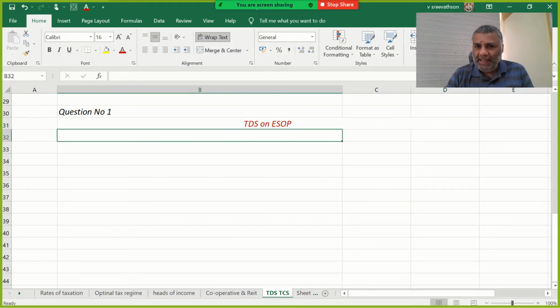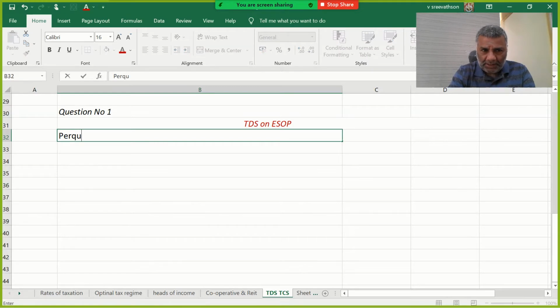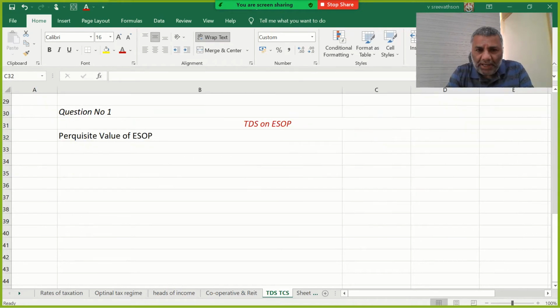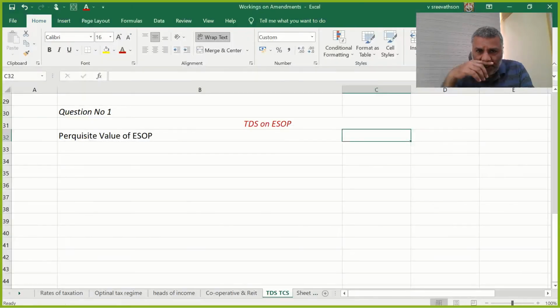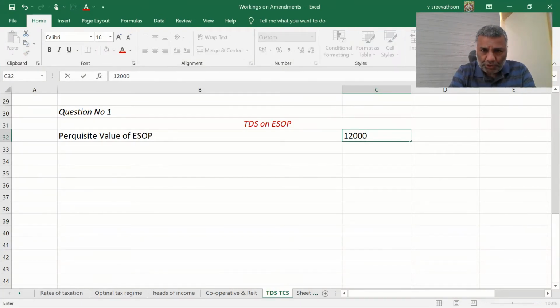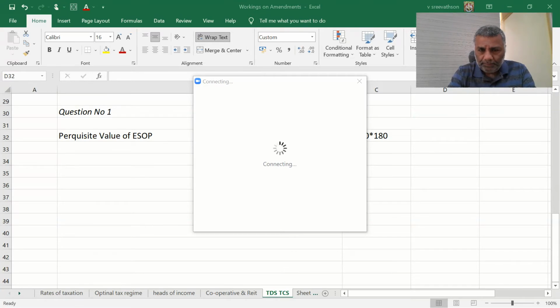TDS on ESOP. Perquisite value of ESOP. It says 180, 12,000 equity shares. So 12,000 into 180.